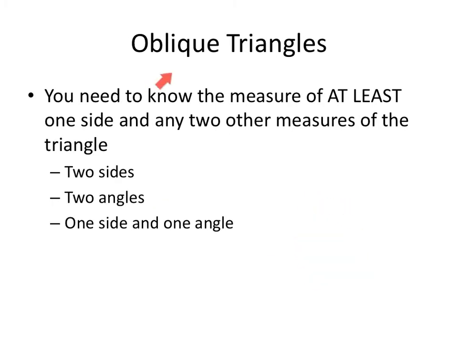So with oblique or obtuse triangles, you need to know the measure of at least one side and two other measures of the triangle, whether it's two sides, two angles, or one side and one angle. You have to know at least one side. We can no longer use the Pythagorean theorem, so we'll have to have some other techniques.